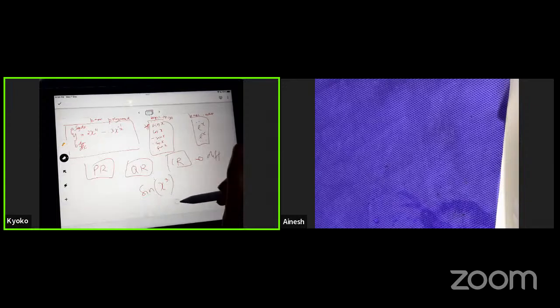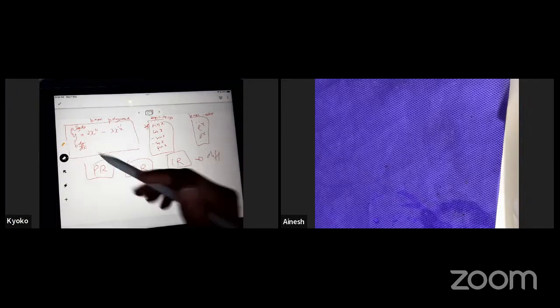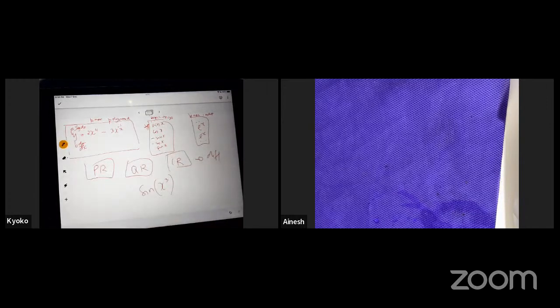So unless we can set it up as product rule, we cannot use product rule, just chain rule. So don't mistake me. I don't mean that in every scenario there are two options. That's not always the case. Sometimes there's only one option, and I think that's fine. That's okay. Any questions so far, Kyoko and Ainesh?